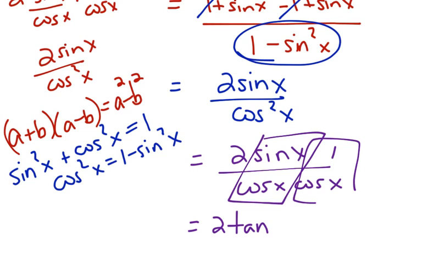And then they said 1 over cosine is secant. And that's where they got 2 tangent x secant x.